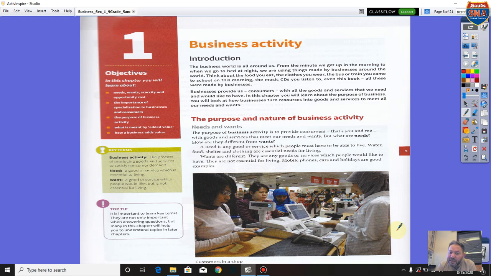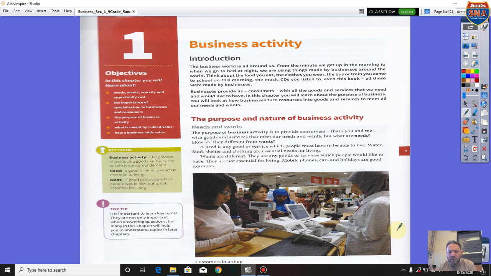But what is a need? A need is a good or service which is essential for our living. Could we live without air? No, we couldn't. So it is a need. Could we live without eating food? No, we can't. So it's a need. So a need is a good or service required to keep us alive.